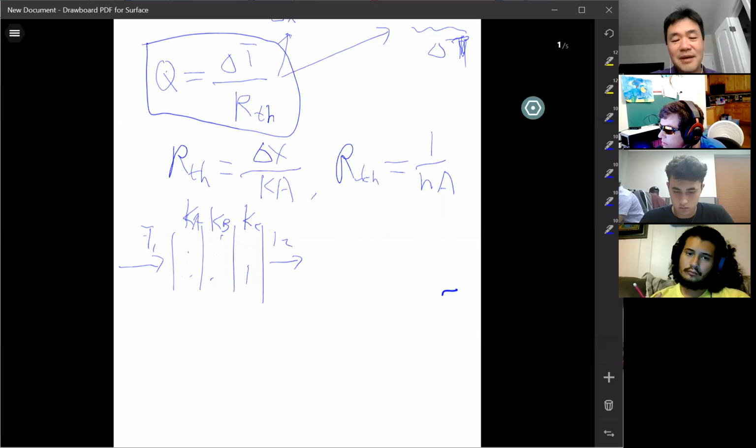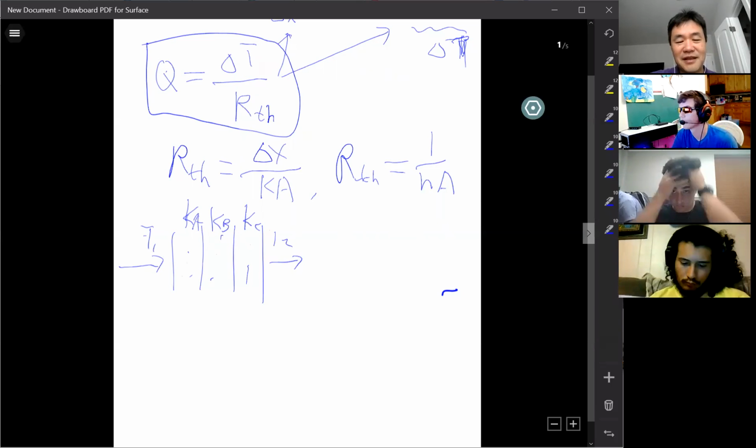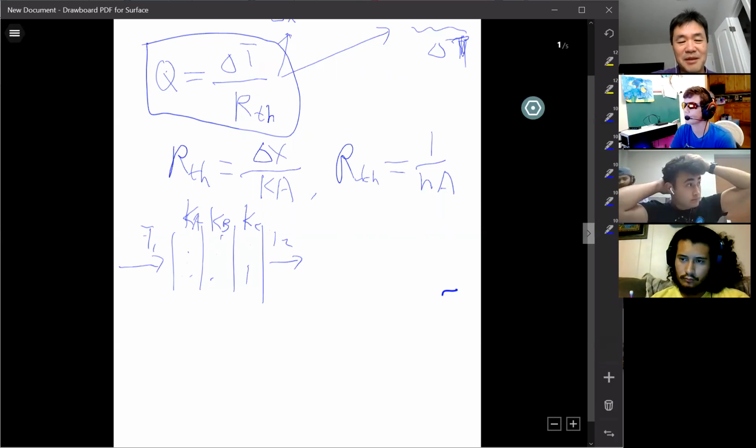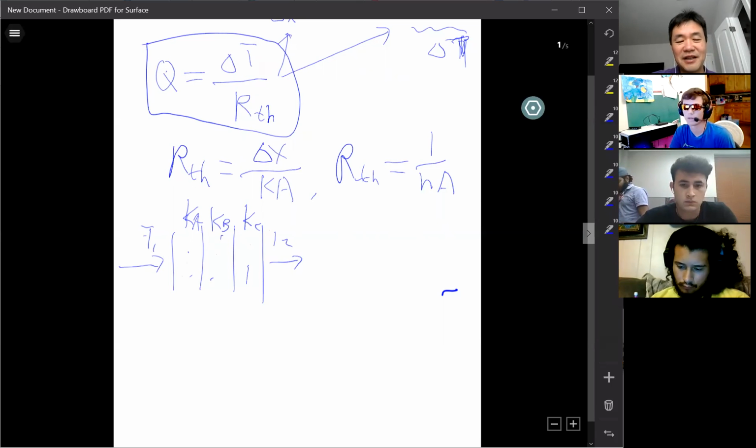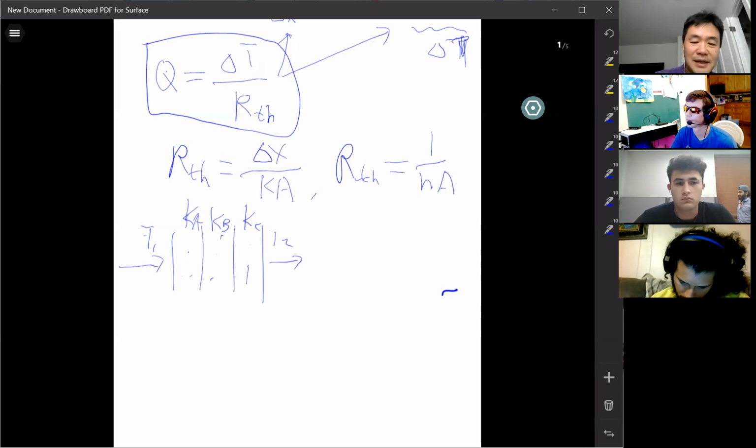Previously you probably already practiced some of the homework, some of the problems in the textbook. Solving this, we get Q equal to Q, QA equal to QB, equal to QC, right? You have T1, then you can find the interface temperature between A and B, then between B and C, because the Q is the same. So then you can solve the total Q, or you solve the interface temperatures.